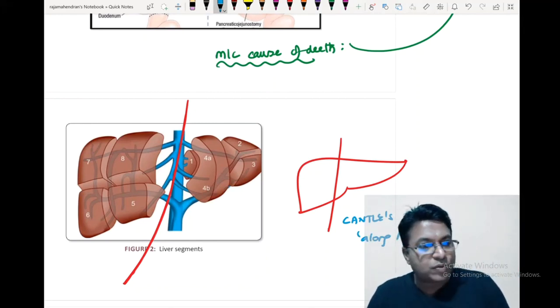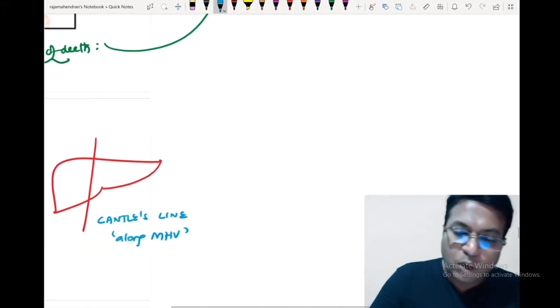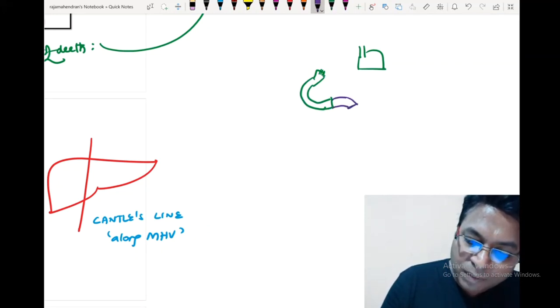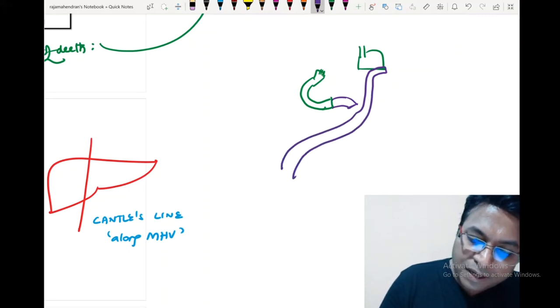Roux-en-Y is not to be confused with the Whipple's. Roux-en-Y is different. I am drawing the Roux-en-Y here. This is the stomach, this is the duodenum, this is the DJ flexure. See, this is a jejunum coming. I will cut the jejunum, bring it and anastomose like this. This is gastro-jejunostomy, and a jejuno-jejunostomy.